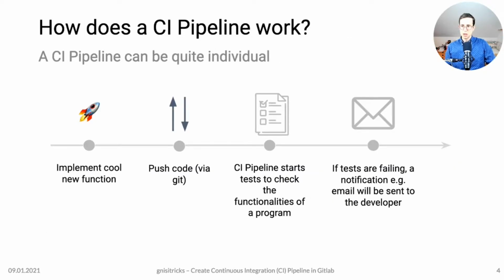Okay, so how does this CI pipeline actually work? First of all, we start off with a new cool function we have implemented, visualized with the rocket. We publish our code, or push our code, to a Git repository. And the CI pipeline then starts automatically. Of course, you need some kind of pipeline, otherwise it does not start, but it checks the different functionalities of the program.